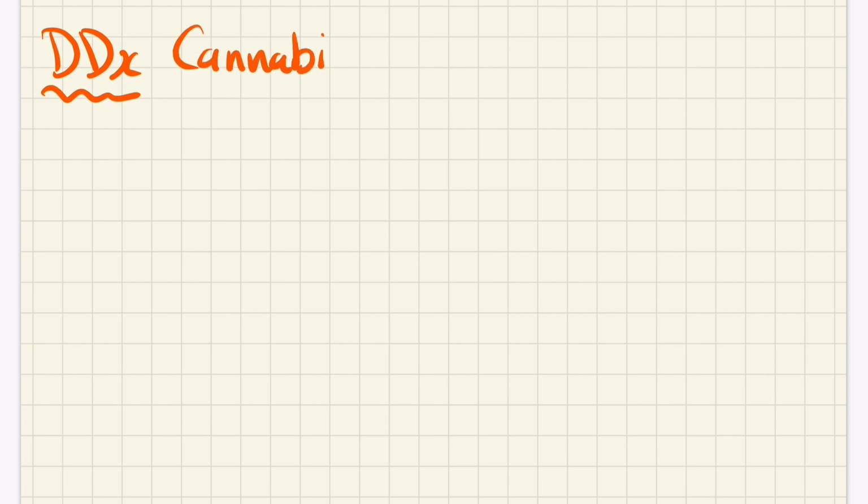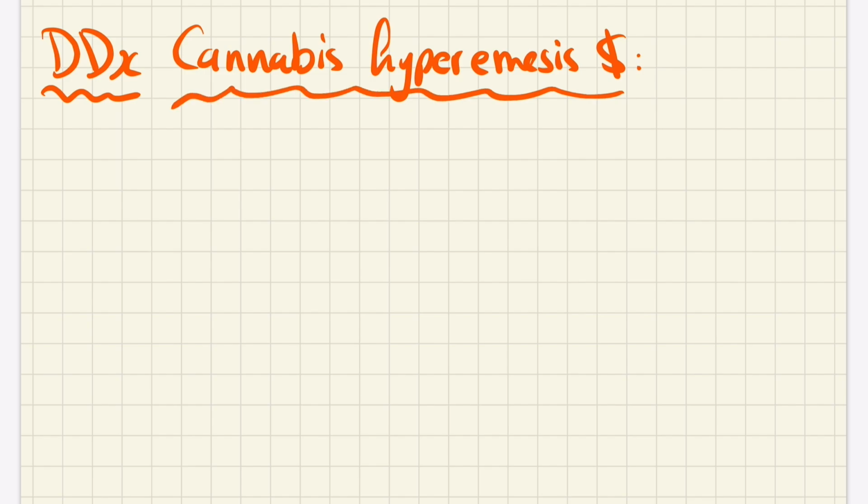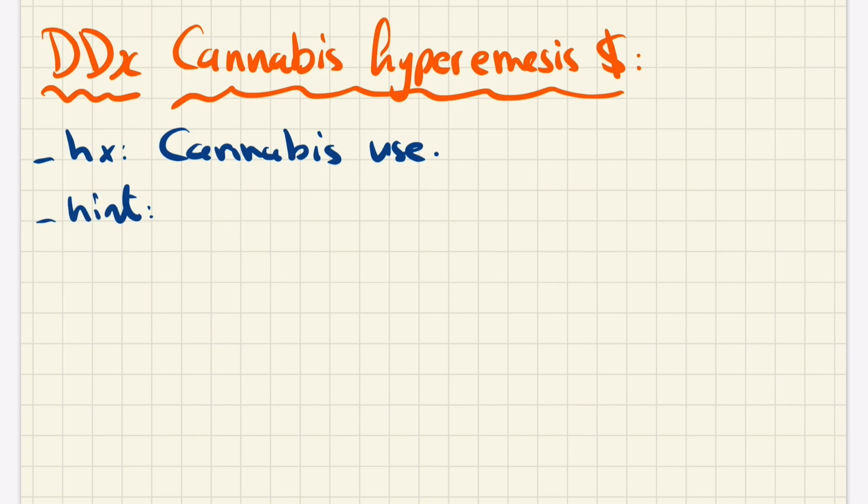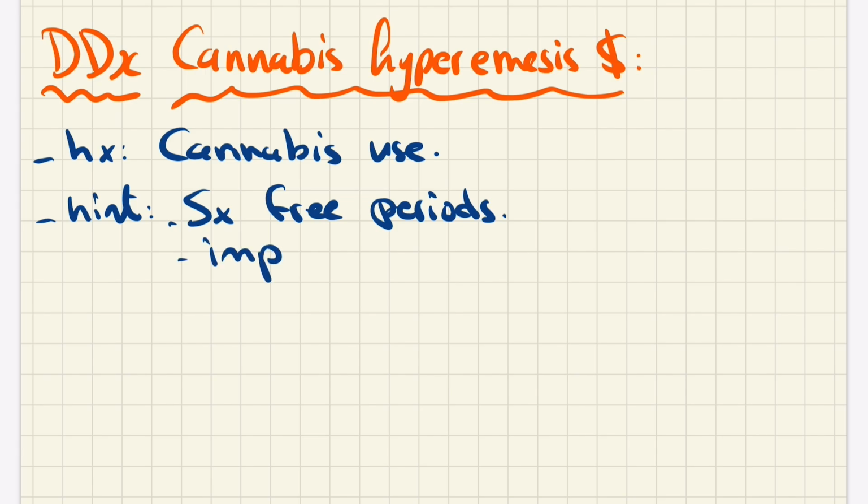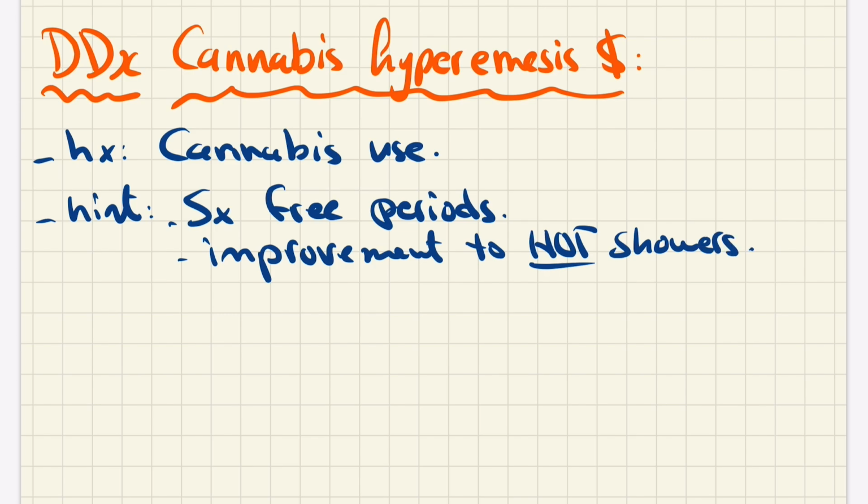Finally, we need to differentiate dumping syndrome from cannabis hyperemesis syndrome. Cannabis hyperemesis syndrome, as the name indicates, the history will mention cannabis use. For the symptoms, sometimes they will say that the patient has symptom-free periods. So between the cyclic vomiting, they will have symptom-free times. The symptoms will improve with hot showers.